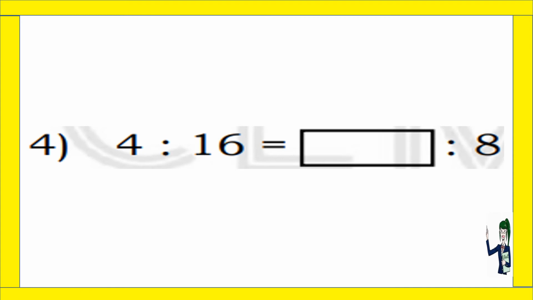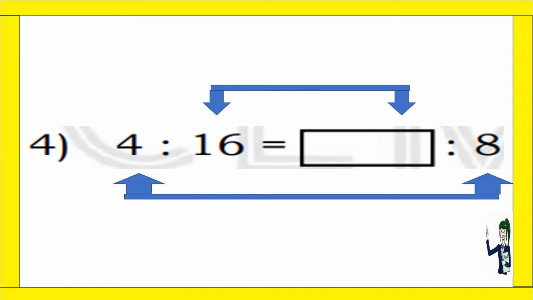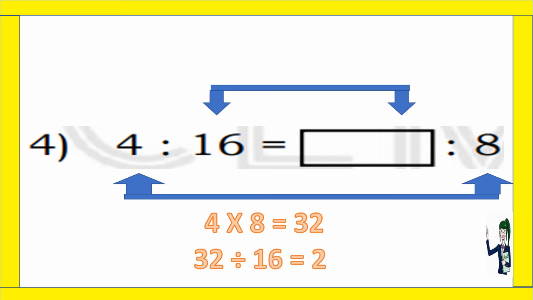Number 4. 4 to 16 equals blank to 8. Now identify the means and the extremes. The complete parts are the extremes. So get the product of the extremes. 4 times 8 equals 32. Then divide to 16. 32 divided by 16 equals 2. Therefore, the missing part is 2.